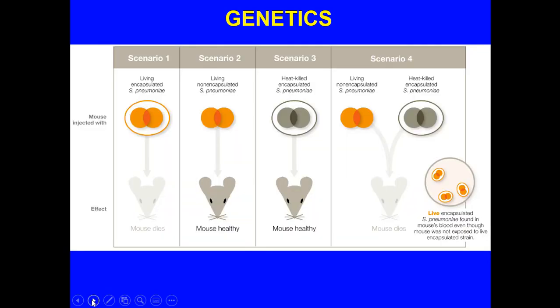And you can see this scenario again here, aside of the video, where you take the mice, they're injected with living encapsulated S pneumonia, mouse dies. Non-encapsulated S pneumonia, mouse healthy. Heat-killed encapsulated S pneumonia, mouse healthy. Mix them, mouse dead. When they do autopsies, they examine the blood, etc. You have live encapsulated S pneumonia. The bacteria from the heat killed, because when the heat killed them, cells ruptured and they spilled out pieces of their DNA. The living non-encapsulated absorbed the DNA and thereby began to demonstrate the traits of that absorbed DNA.